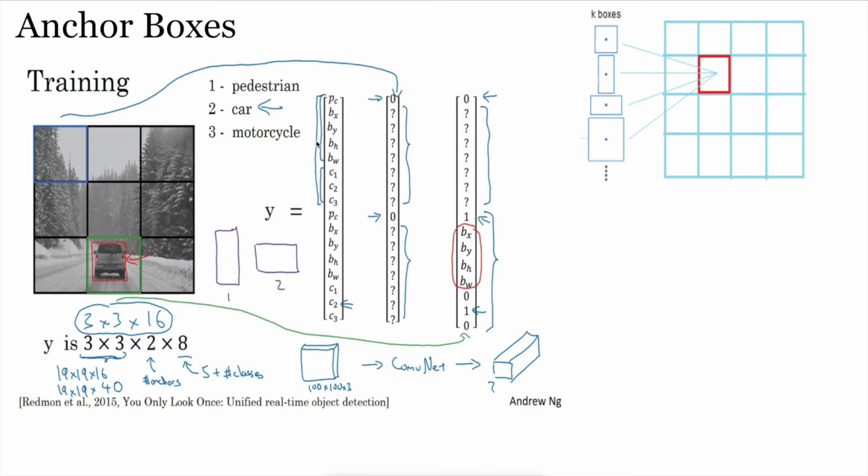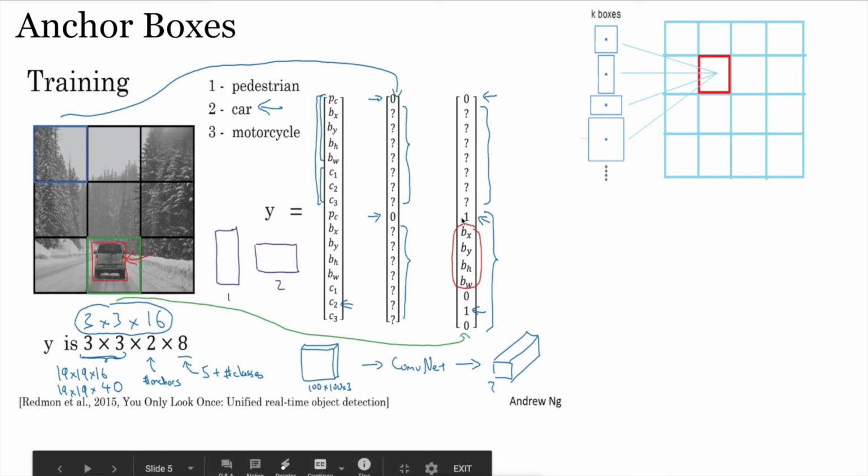The total output for the complete cell is 16, because there are two anchor boxes. The first anchor box output size is 8, the second anchor box output size is 8, total 16. So the final output using 2 anchor boxes is this: 3 by 3, with 2 anchor boxes and 8 outputs per anchor box. This is the output value of y.